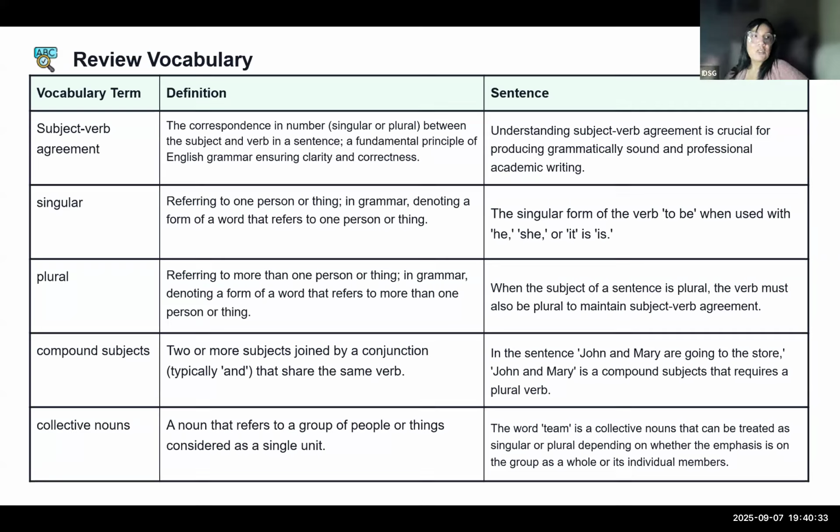The first word is subject-verb agreement. The second one, singular. The third one, plural. The fourth one, compound subjects. And the fifth, collective nouns.